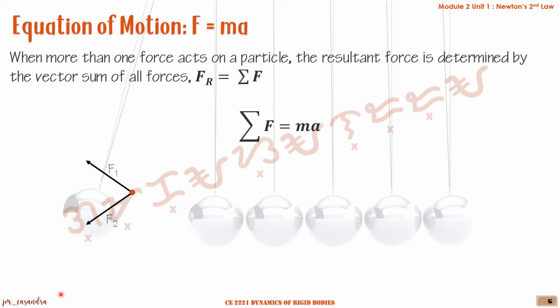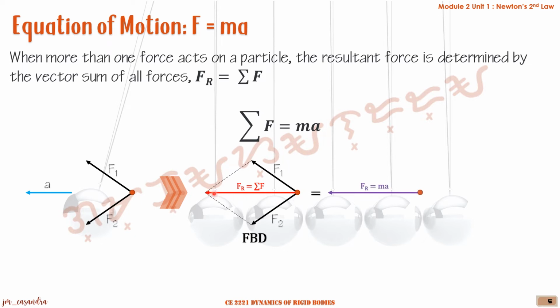And because of F1 and F2, there is an equivalent acceleration that resulted from these forces. So, given now this diagram, drawing now our free body diagram, your FBD, we can now take our resultant force. This is the sum of F1 and F2, which can now be related to a kinetic diagram, which shows that the resultant force FR is simply equal to the mass times the acceleration. Okay?